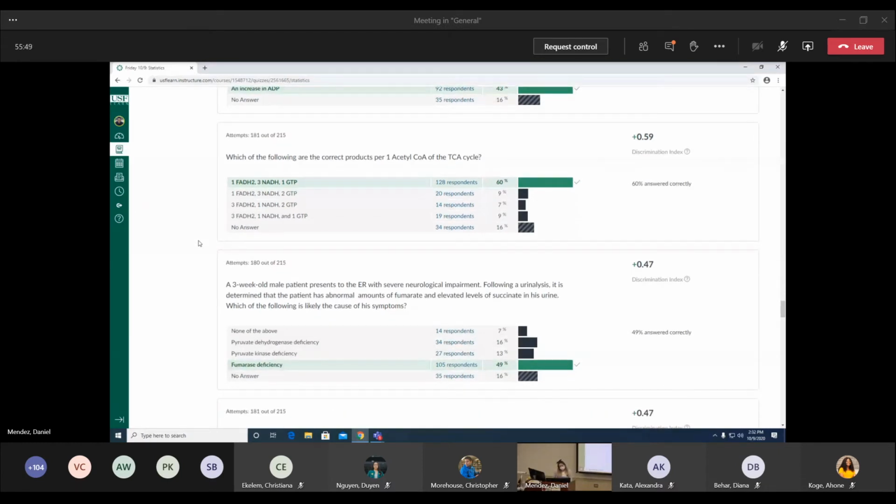Which of the following are the correct products per 1 acetyl-CoA of the TCA cycle? So this is one cycle of the TCA cycle, and this is just from that slide. You make 1 FADH2, 3 NADHs, and 1 GTP. So that's just memorization.